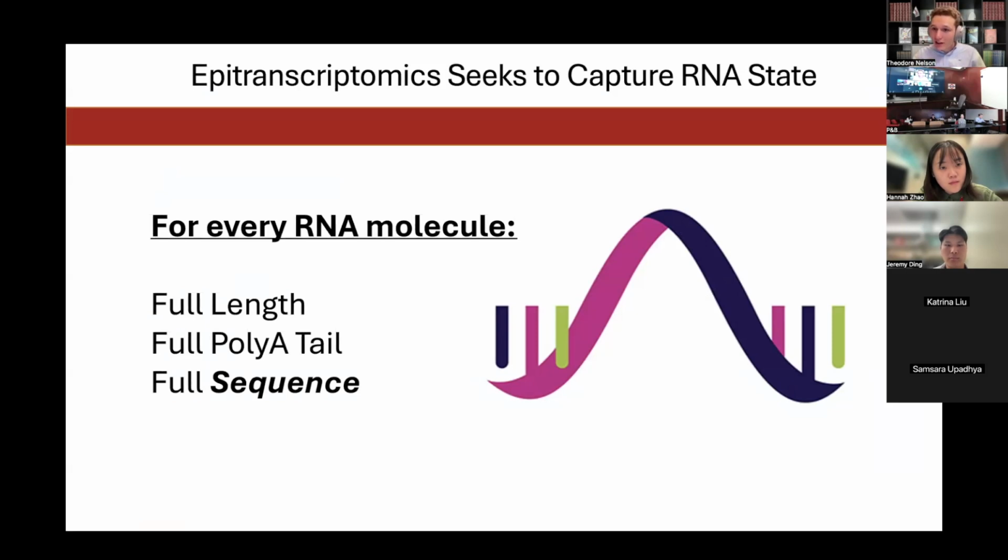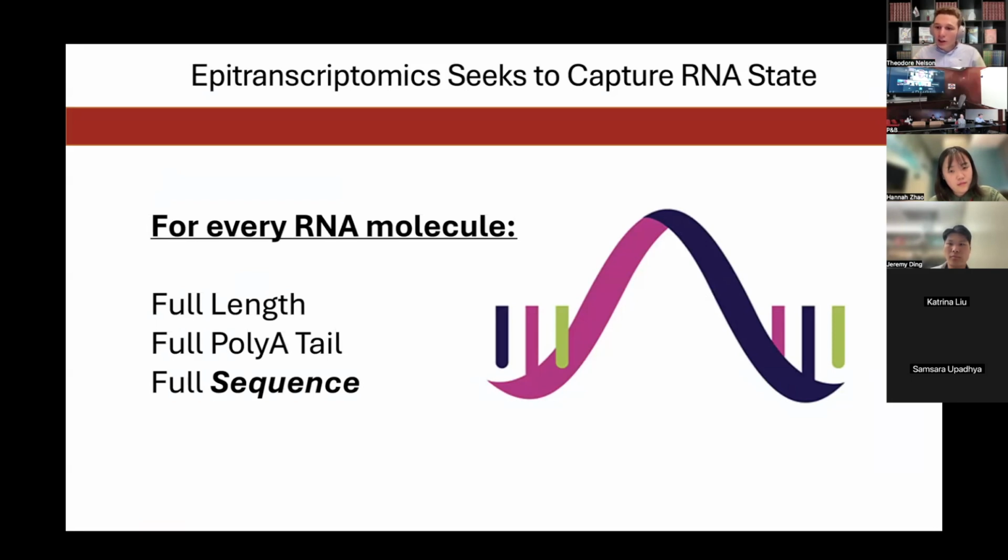Well, ideally, any technology that you would use would allow you to capture the full length of an RNA molecule, would allow you to capture the full poly A tail or other end modifications of a specific molecule, and would ultimately allow you to capture the full sequence.